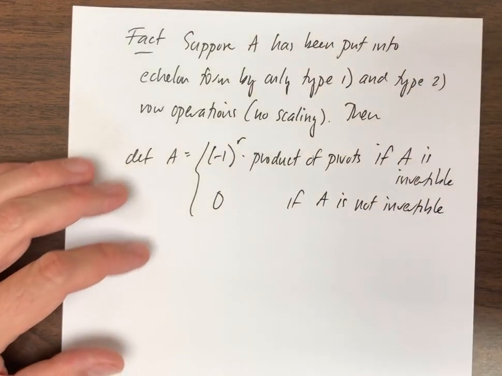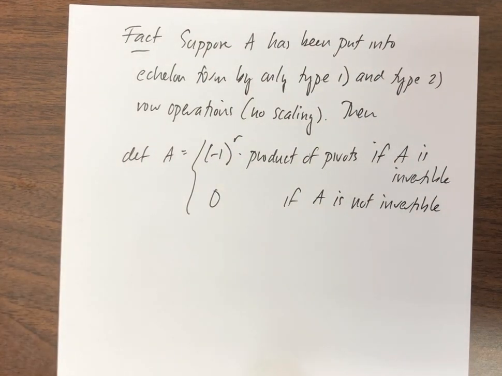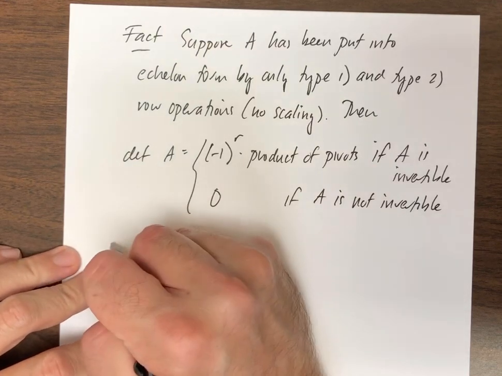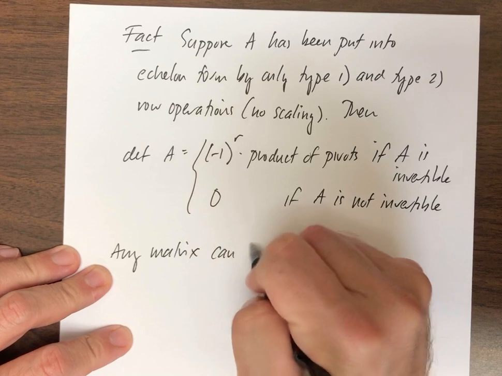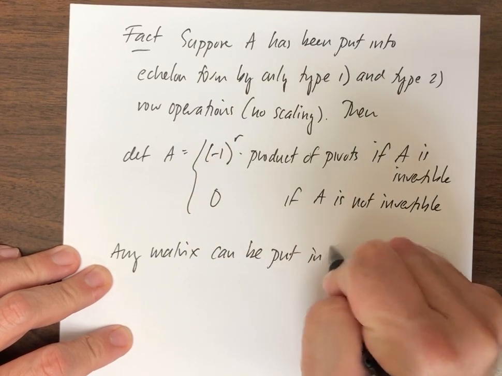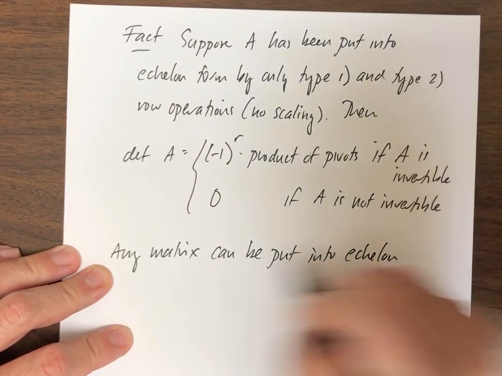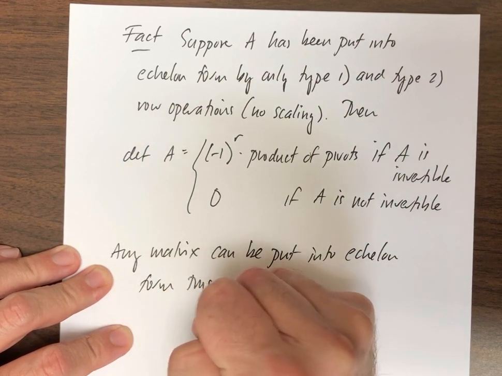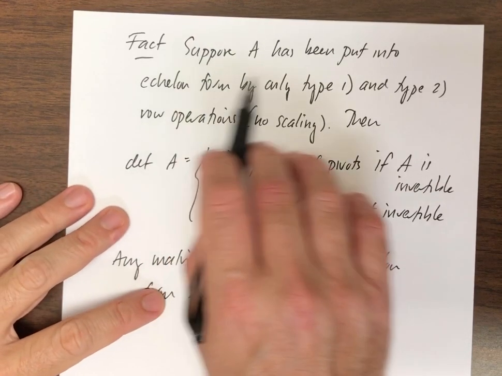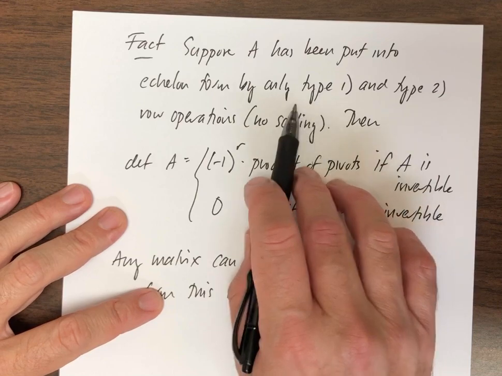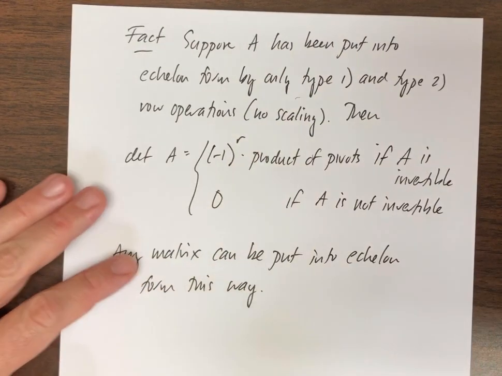Okay, so again, this is more or less recapping what we did in that example, just for the general picture. Any matrix can be put into echelon form this way. Remember, you guys are experts at row reduction, and the only time you scale a row is for your convenience, so you don't have to deal with fractions, but you can always put a matrix into echelon form by just these type 1 and type 2 row operations.